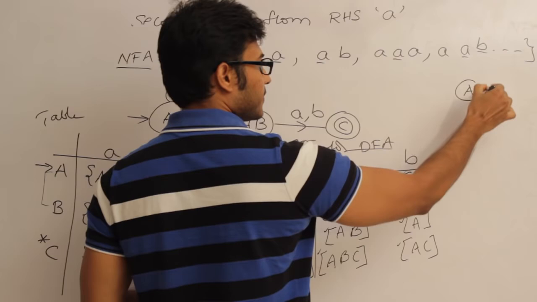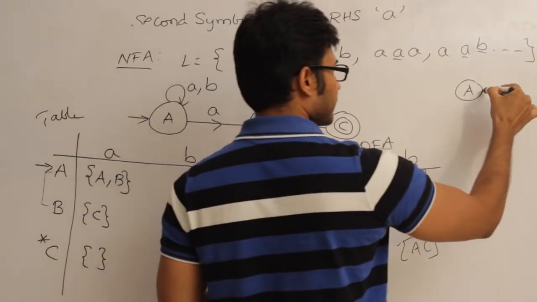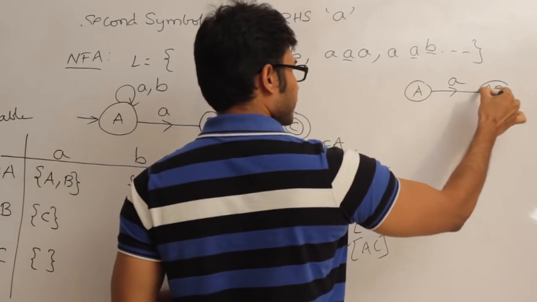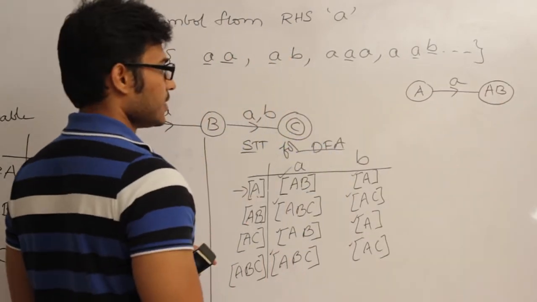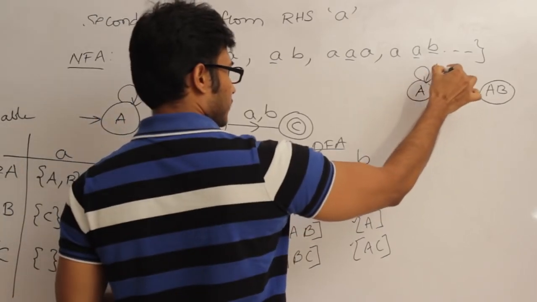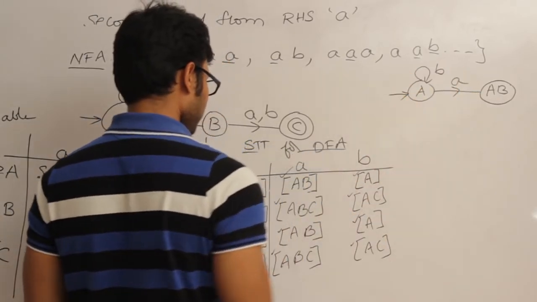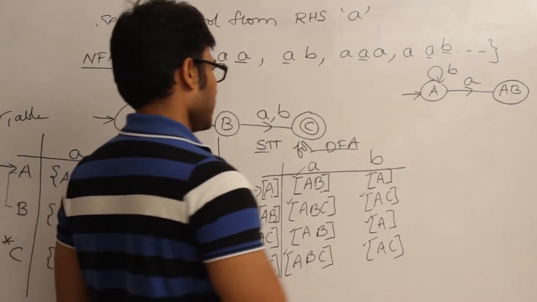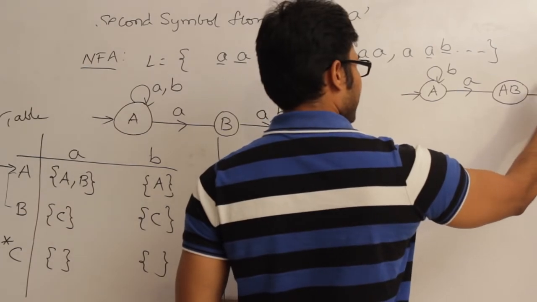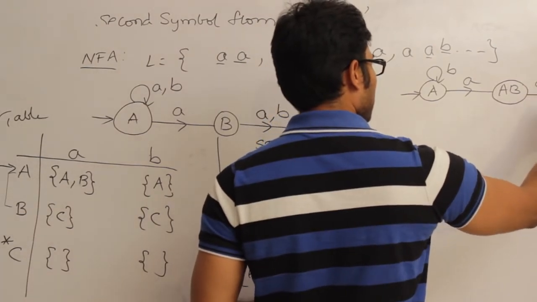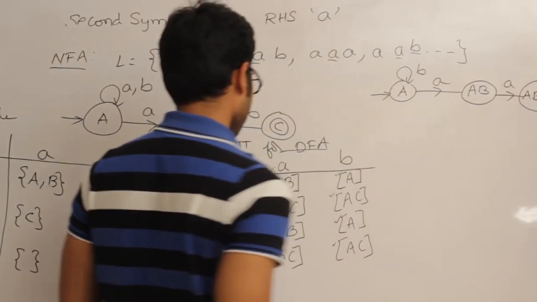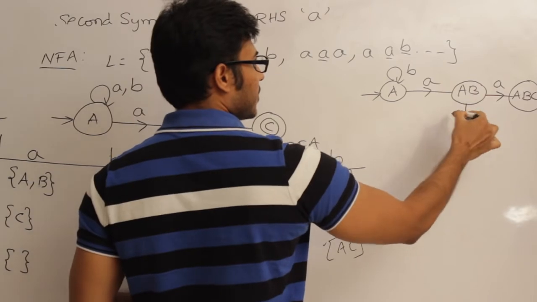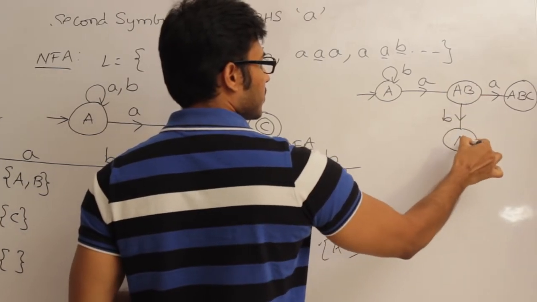So A on small a is going to AB, and B is going to... A is the starting state, and AB on small a is going to ABC. AB on small a is going to ABC, and AB on small b is going to AC.